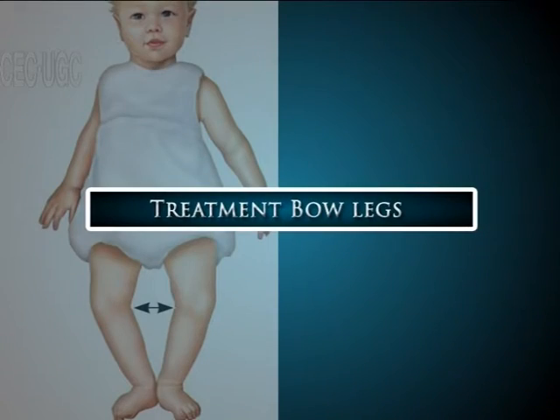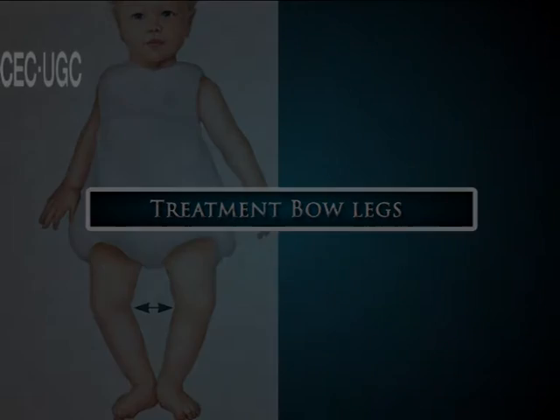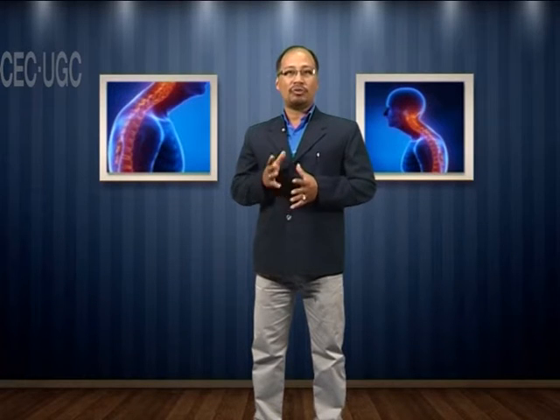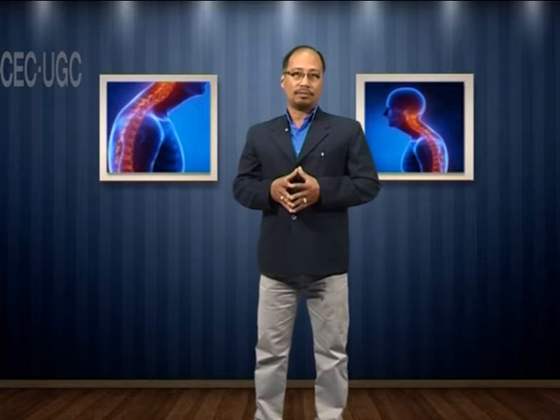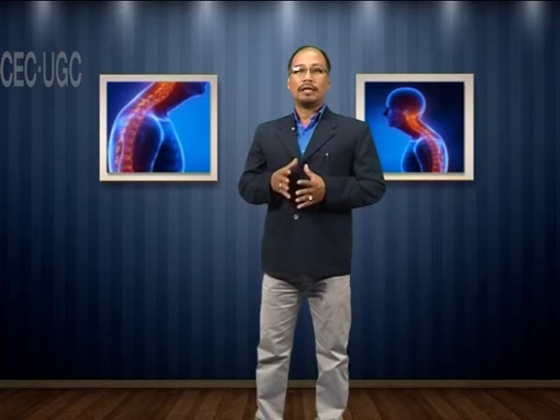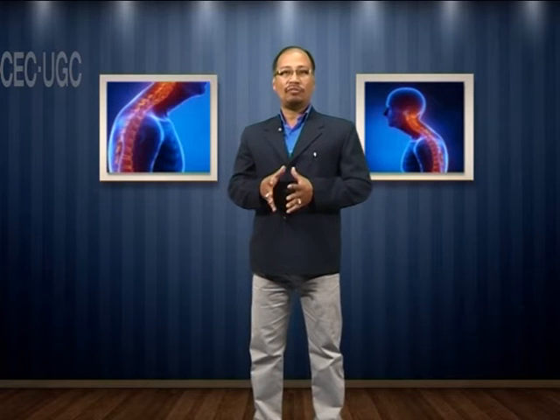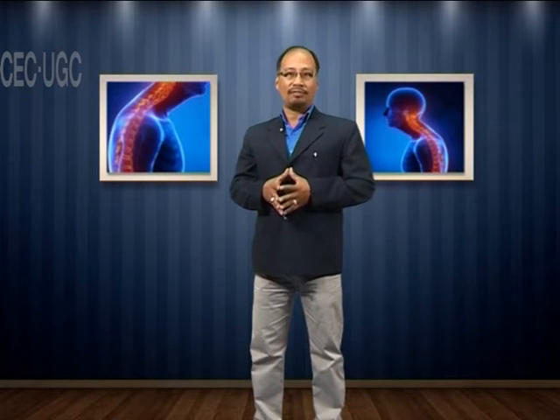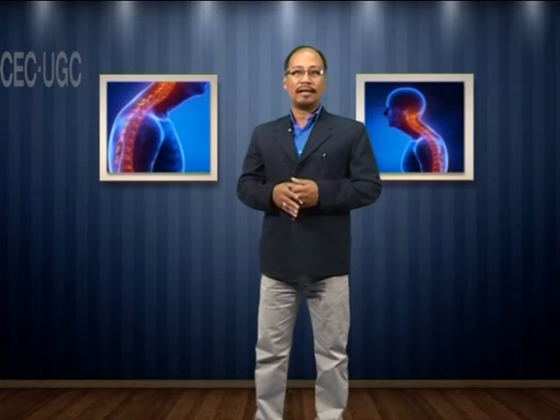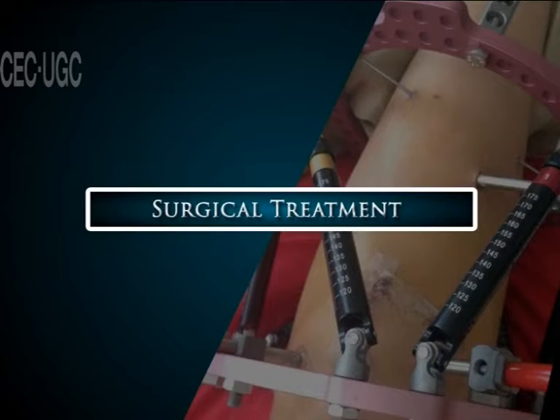So here comes the treatment of bow legs. In infant, genu-varum resolves with ages. The correction generally initiates between 3 to 4 years of age. If genu-varum in infants becomes severe, it can be treated with surgical and non-surgical treatment. The first comes with the surgical treatment.